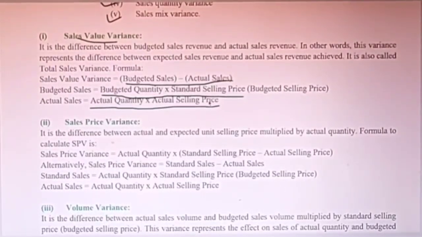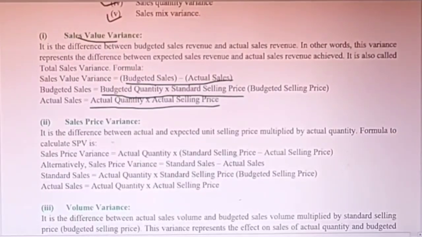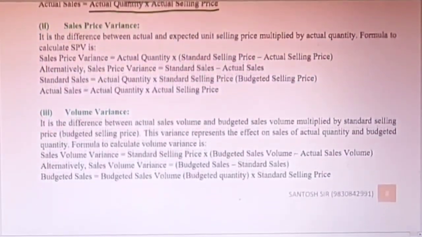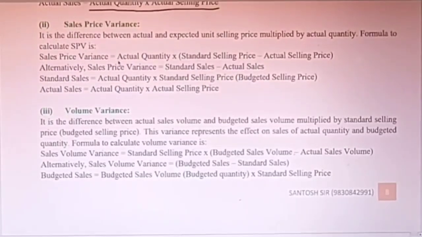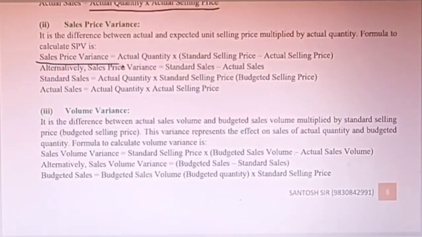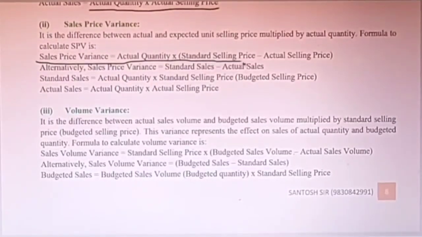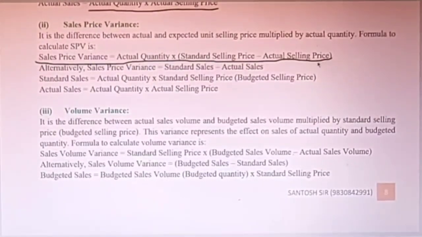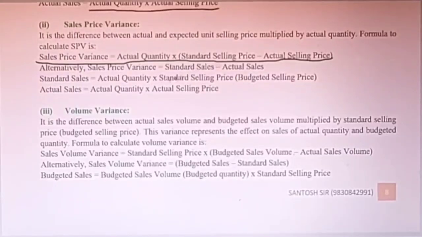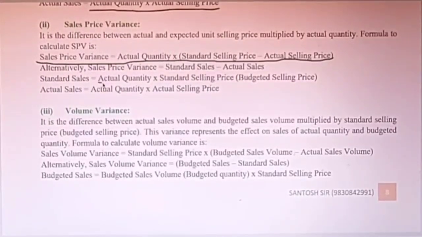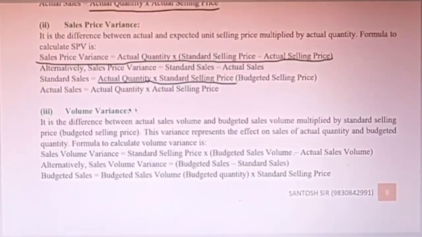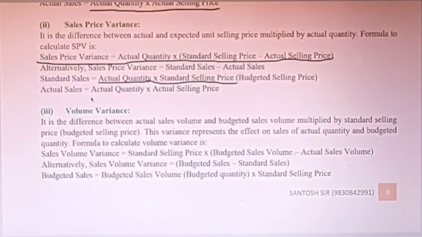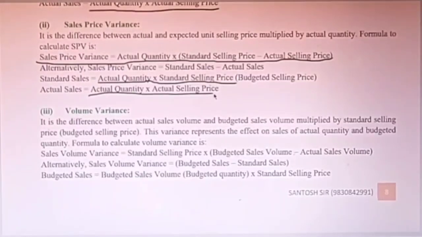So you will get the sales value variance. Then comes the sales price variance, and for this we use the formula actual quantity into standard selling price minus actual selling price. To find standard sales, again actual quantity into standard selling price, and to calculate actual sales, actual quantity into actual selling price.